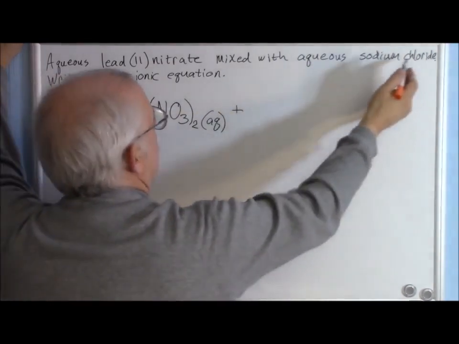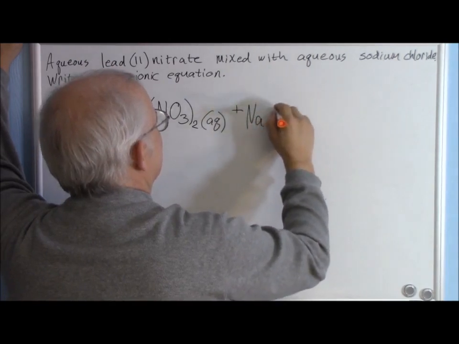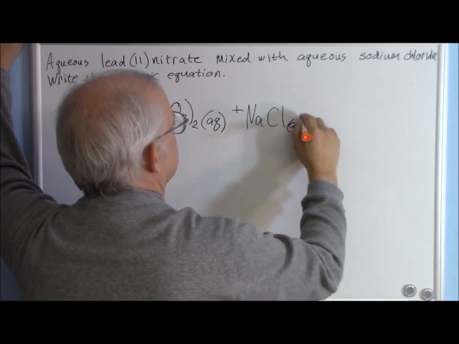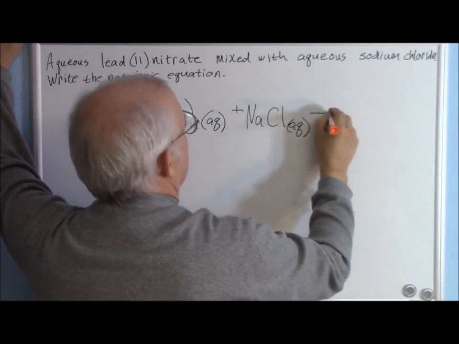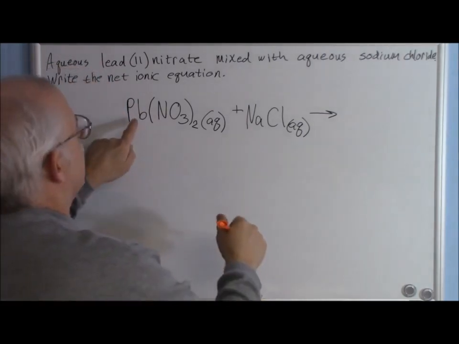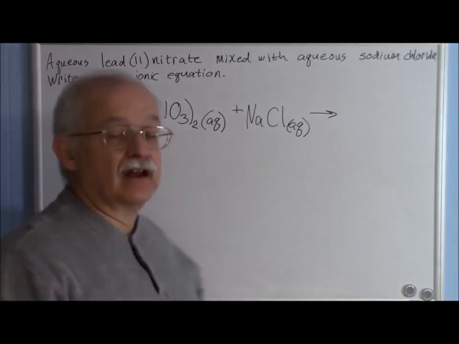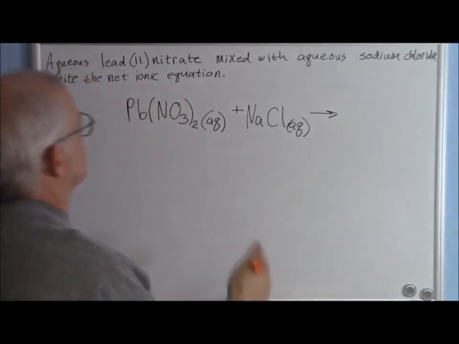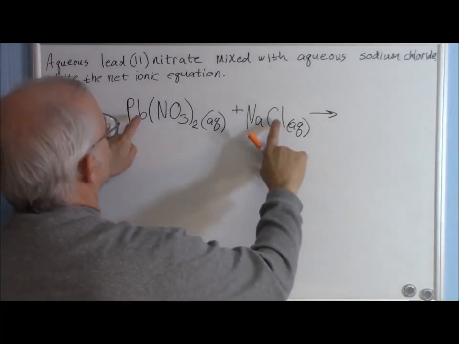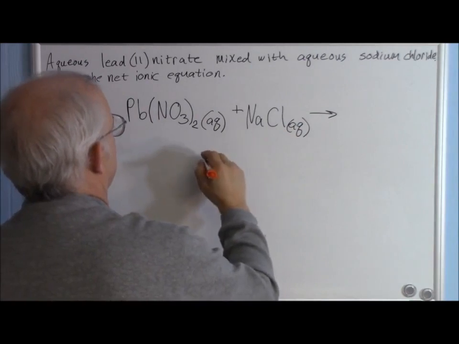Plus aqueous sodium chloride. Well, we're familiar with that. NaCl, aqueous. And we want to know, what's that going to give us? Well, the lead is a cation, and the sodium is a cation, and the cations will try to trade places. So, tentatively, we think we're going to get lead chloride and sodium nitrate. So let's write that out.